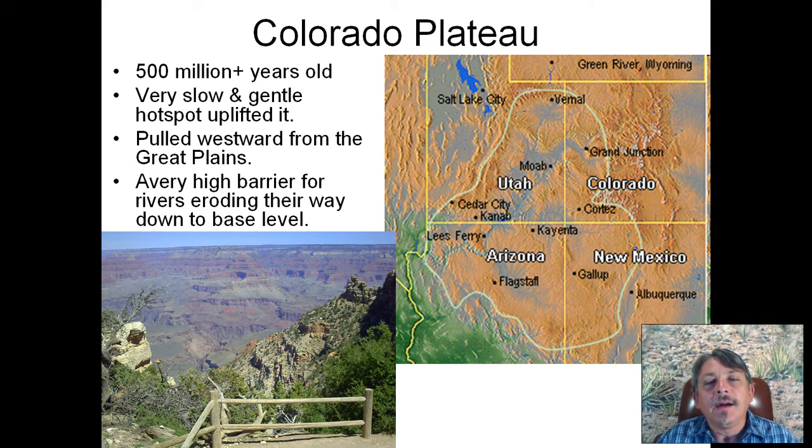So this very high barrier proved an obstacle to rivers trying to flow and erode their way down to the ocean. In this case, the very famous Rio Colorado, or Colorado River, carved itself a deep canyon, the Grand Canyon, due to the fact that this Colorado Plateau is in the way. So it sawed its way through down to the lower levels.